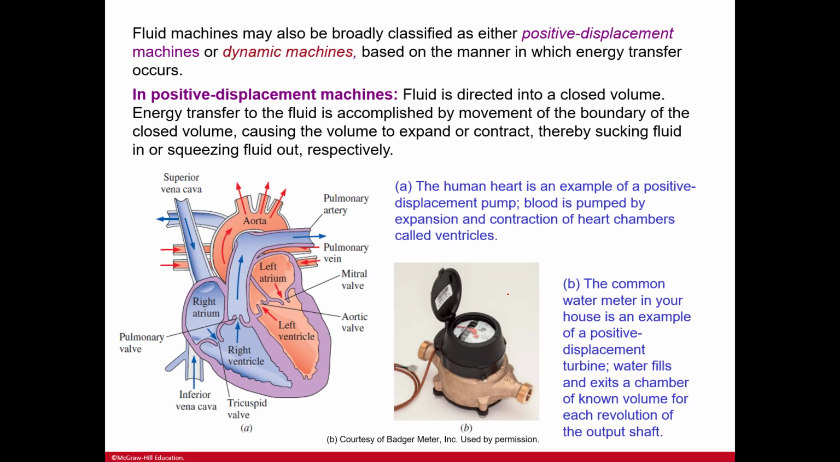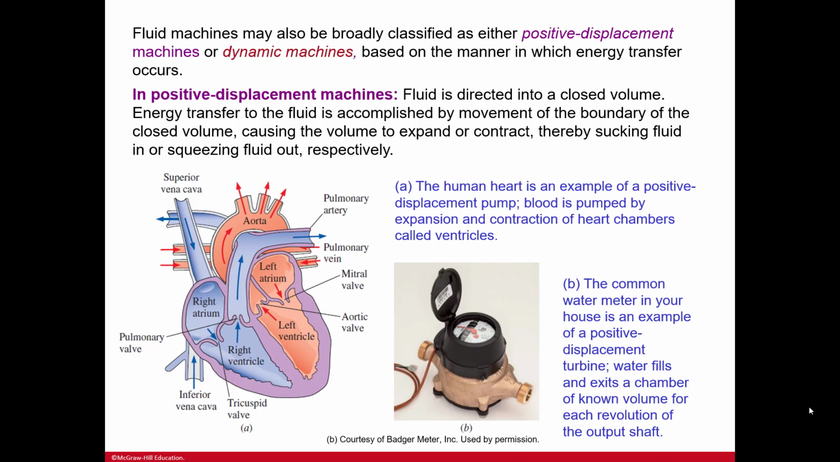Fluid machines may also be broadly classified as either positive displacement machines or dynamic machines, based on the manner in which they transfer energy. In positive displacement machines, fluid is directed in a closed volume. Energy transfer to the fluid is accomplished by movement of a boundary of a closed volume, causing the volume to expand or contract. Think of a piston, thereby sucking fluid in or squeezing fluid out, respectively.